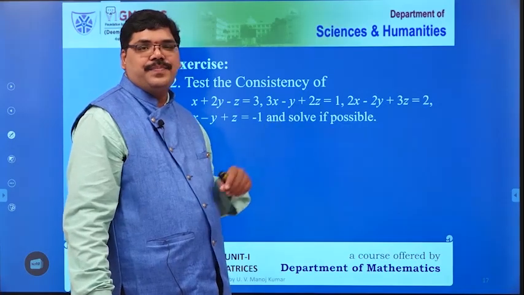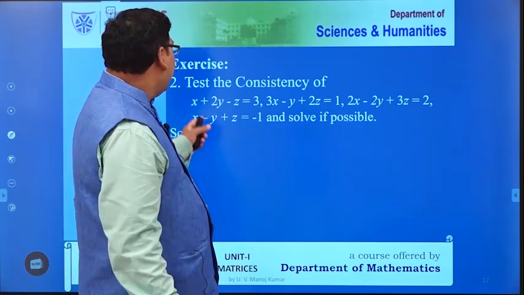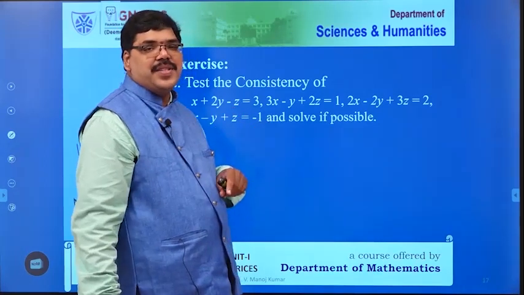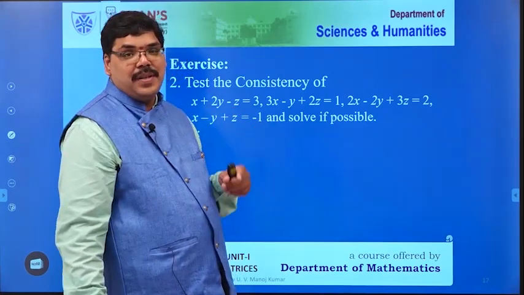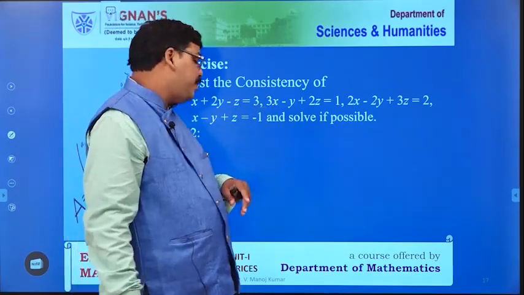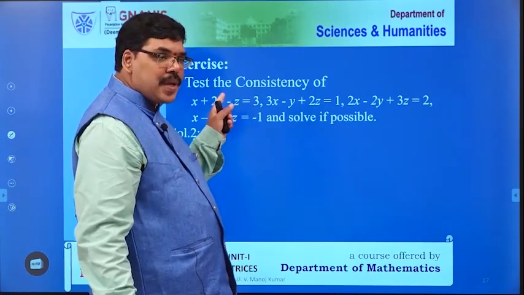Let us test one more problem. Test the consistency of equations. If possible, solve them. So you also need to solve and find the solution. So you need to test the consistency. You also need to solve the problem.